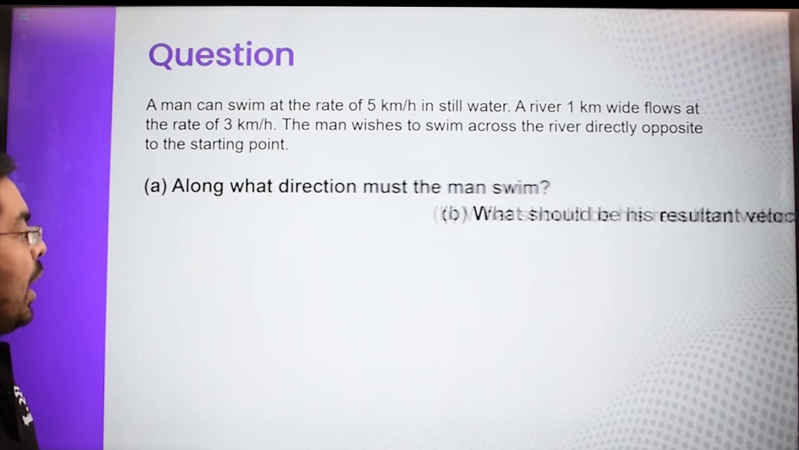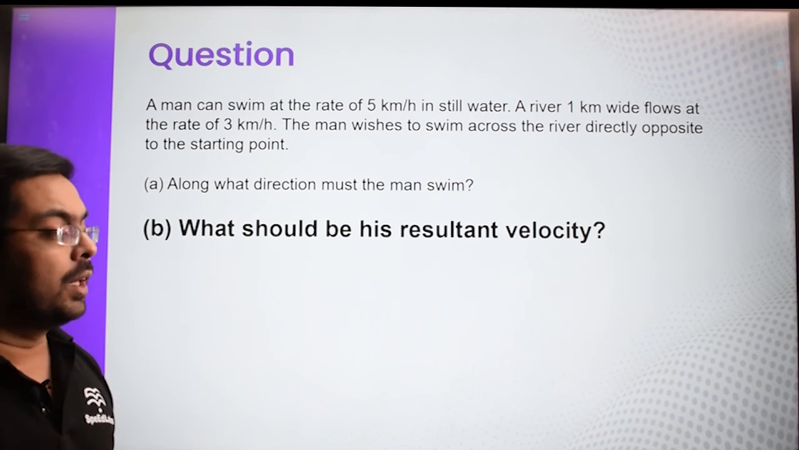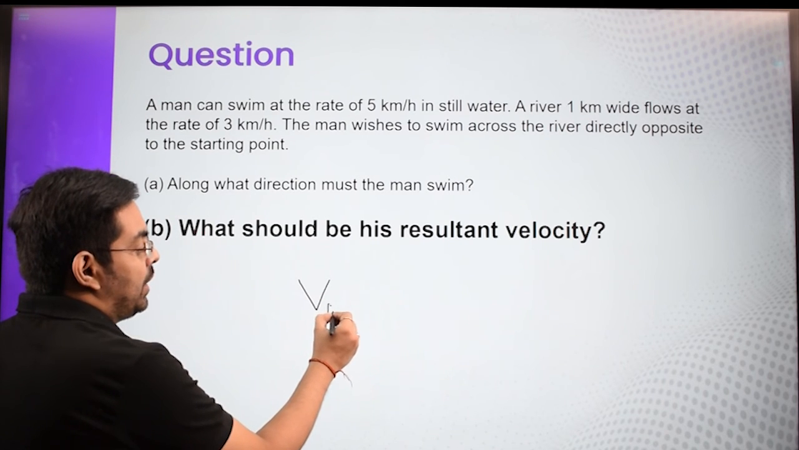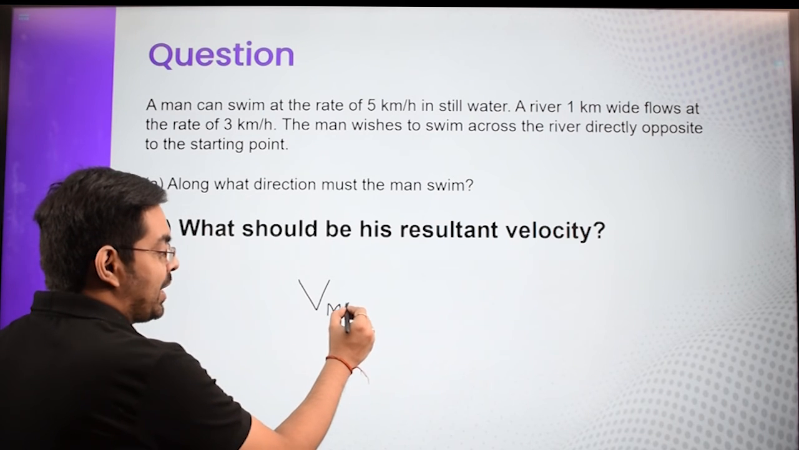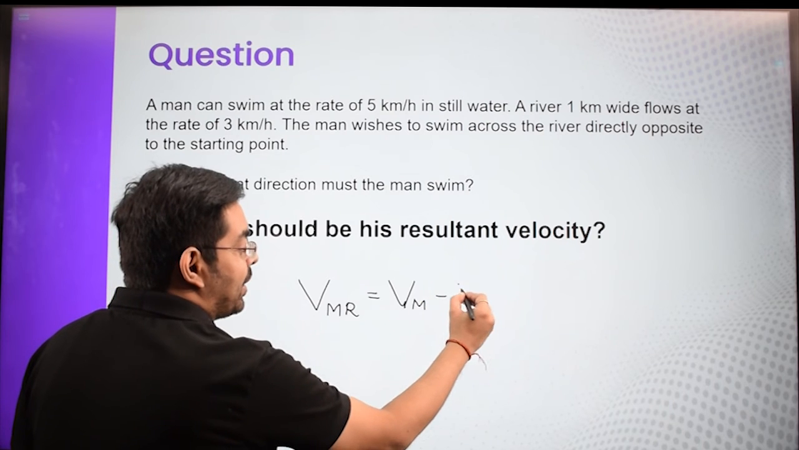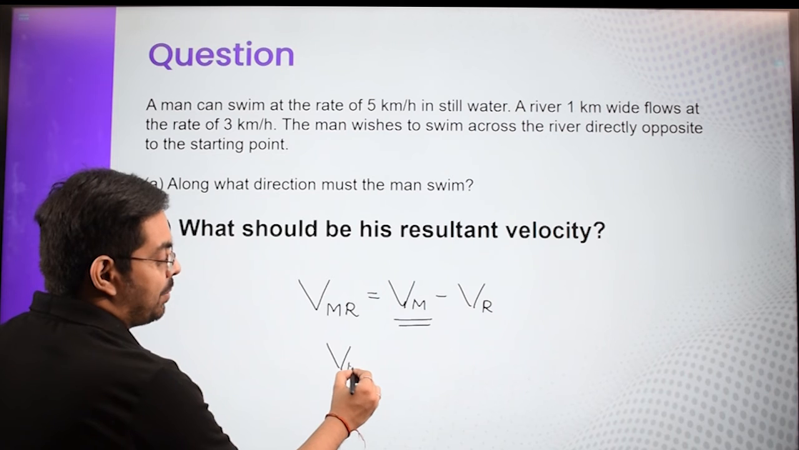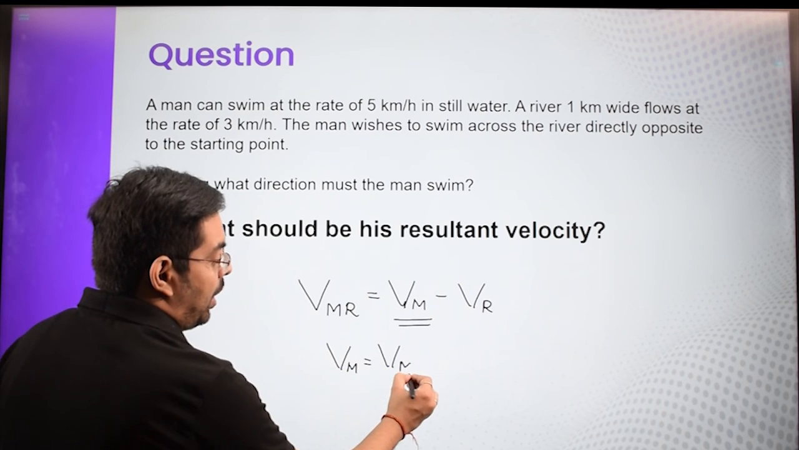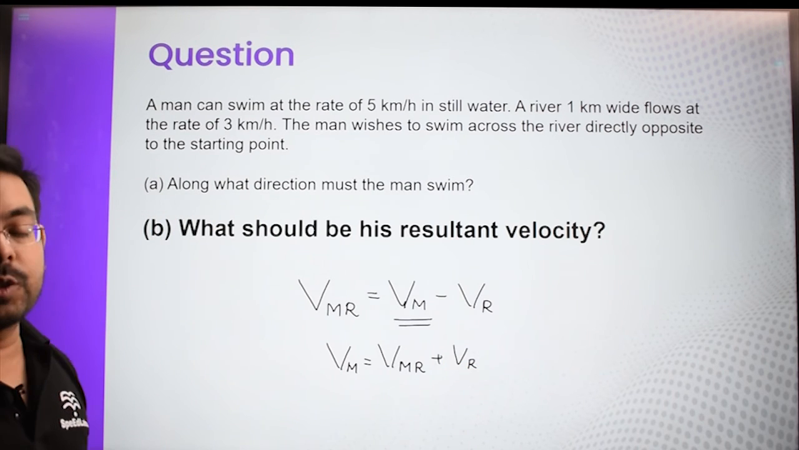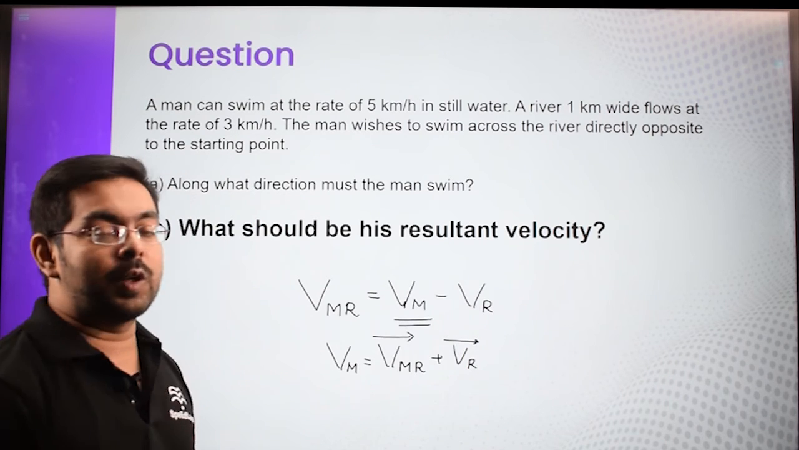Okay, now the second question comes, what should be his resultant velocity? So his resultant velocity will be actually how much? See, suppose I write Vmr is equal to Vm minus Vr. So this is the resultant velocity. So Vm will be equal to Vmr plus Vr. ठीक है, दोनों का रिजल्टेंट होता है एक्चुअली, these two vectors after adding give the resultant velocity of the man.